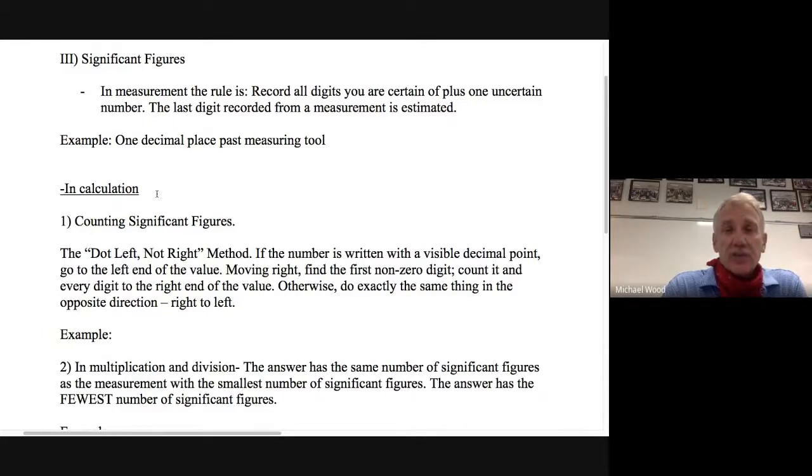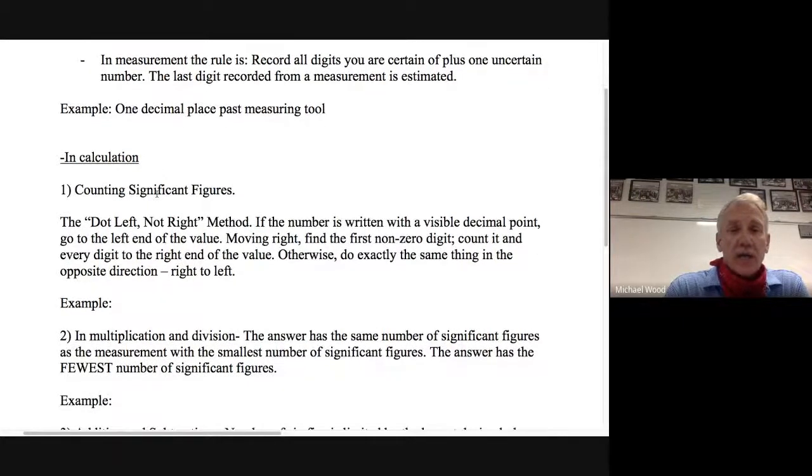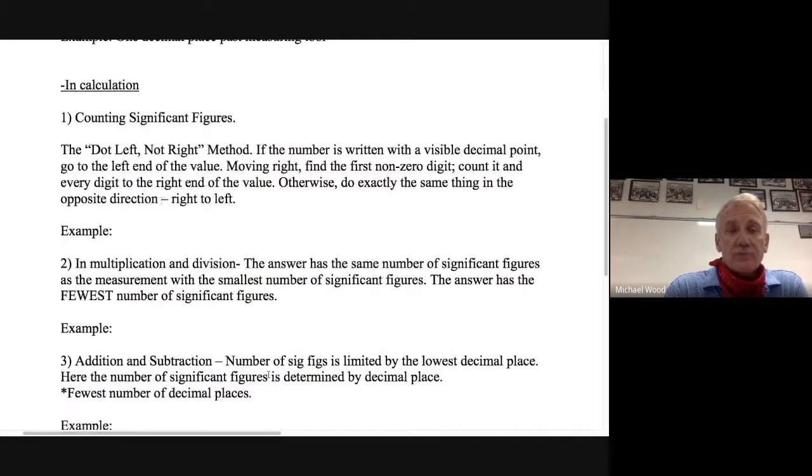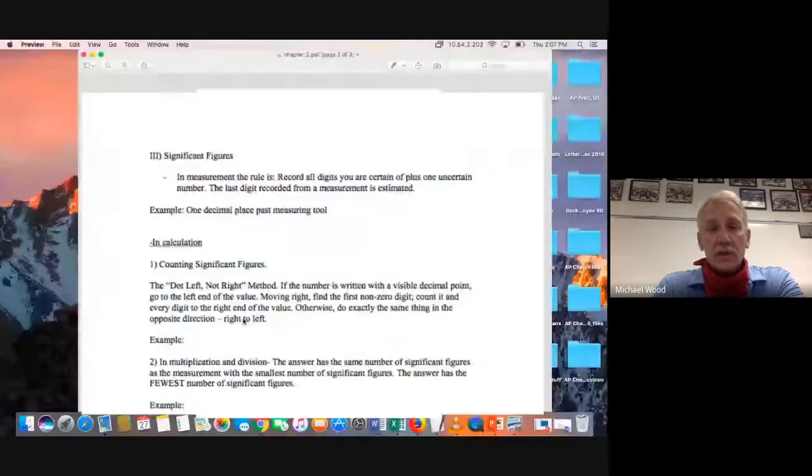Okay, that's the rule in measurement. Now in calculation, I'm going to change this and go to the handout. So I'm going to ignore this dot right, not left method. So let me go to the board.